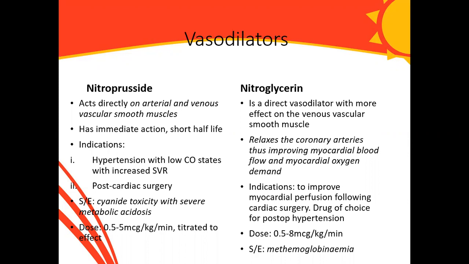But you need to find out the cause of hypertension in the immediate post-op period. It could be pain, it could be any other thing, it could be sympathetic stimulation. But whatever it is, you need to find out the cause before you institute your choice of vasodilators. The commonest side effect is methemoglobinemia, which you should be on the lookout for. The dose is about 0.5 to 8 micrograms per kg per minute.